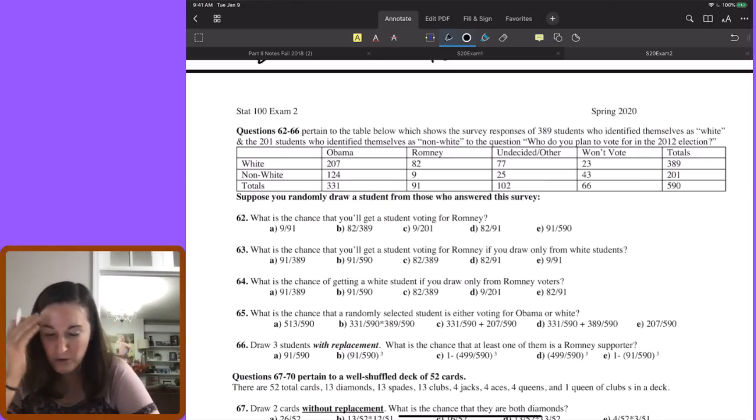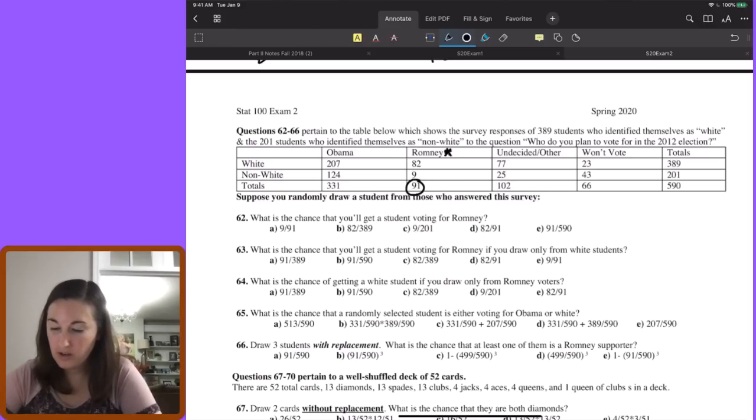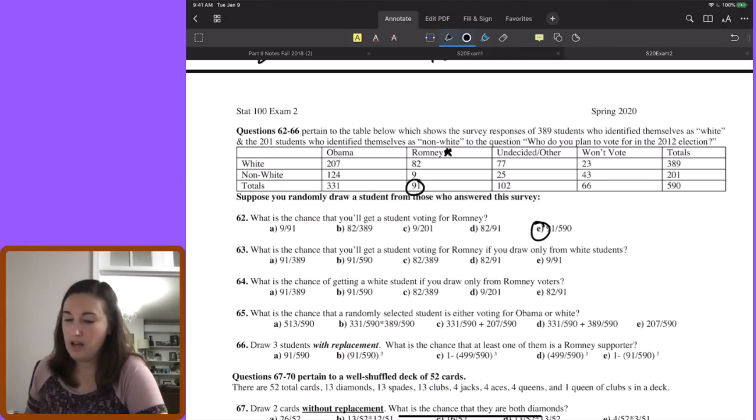Okay, it says, what's the chance that you'll draw a student voting for Romney? Okay, so Romney is right here, right? 91 students are voting for Romney out of 590. That looks good. It doesn't say anything about them being white or non-white.